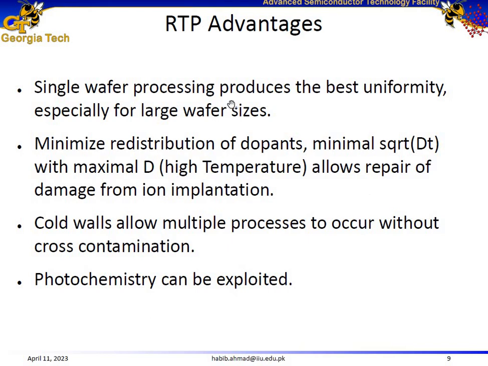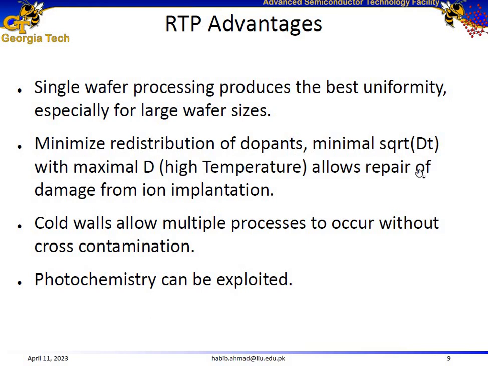The advantages of rapid thermal processing include single wafer processing, which produces the best uniformity, especially for large size wafers. So you actually anneal the wafers one by one in rapid thermal processing. And there is minimal redistribution of atoms, of dopants.